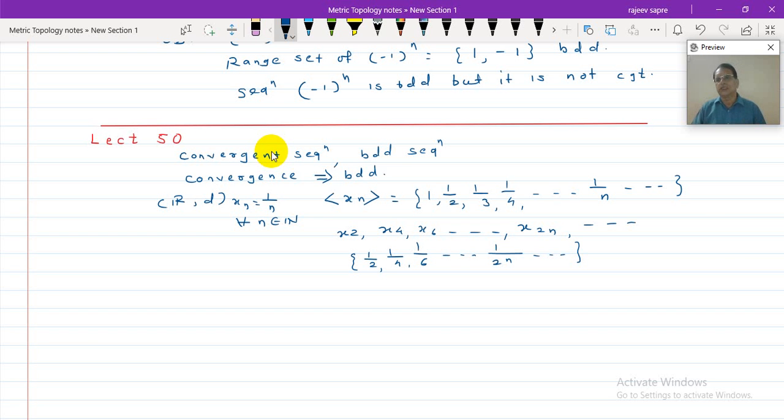Subsequence is a very important concept. Actually, whenever I say that xn is a sequence, what do you mean by this? There is a function f from the set of natural numbers to X. What you do is you take another function g from N to N, which is monotonically increasing.